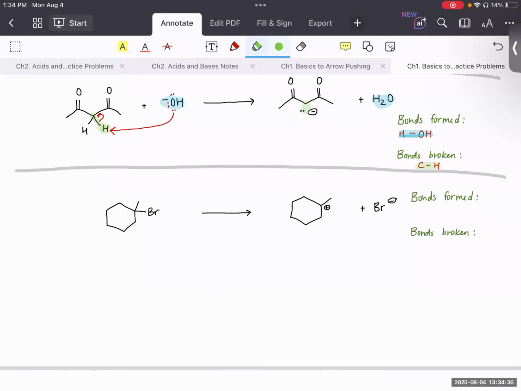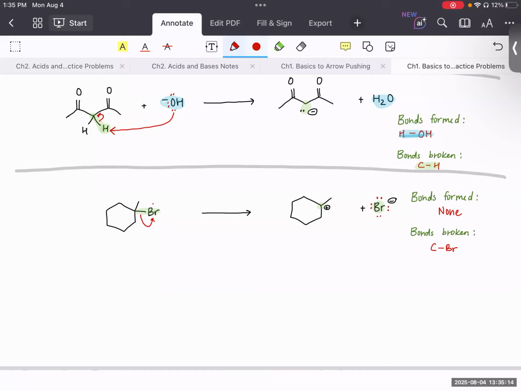All right, so for this next one, we can see that we start off with one thing and we end up with two. And so the main difference is going to be that carbon-bromine bond. And so we can see that that carbon-bromine bond broke. And we didn't actually form any bonds here. We only just had that one bond break. And so to illustrate this breaking, we start at the bond and then draw the arrow to the atom where the electrons end up, which is on that bromine.